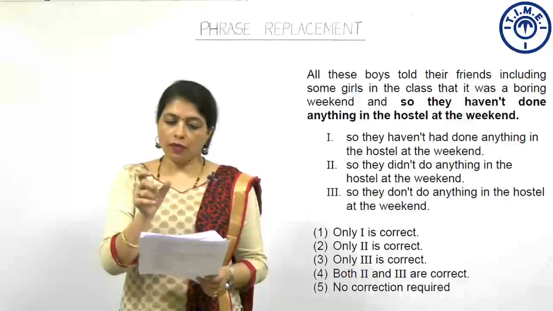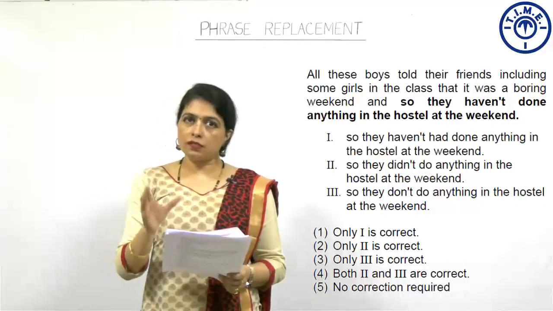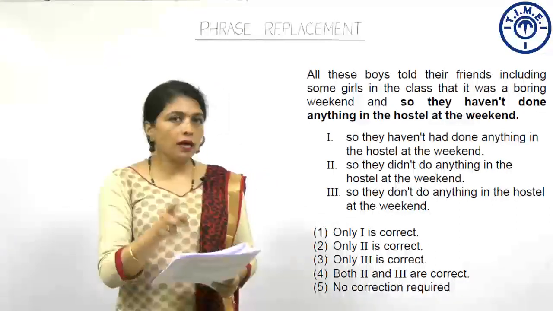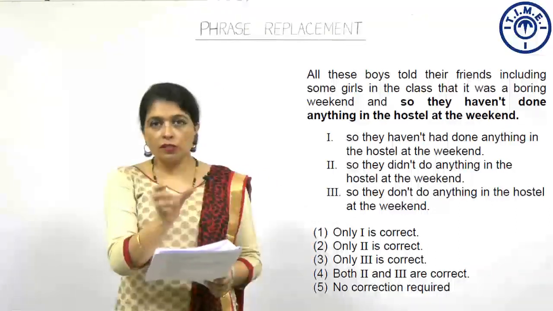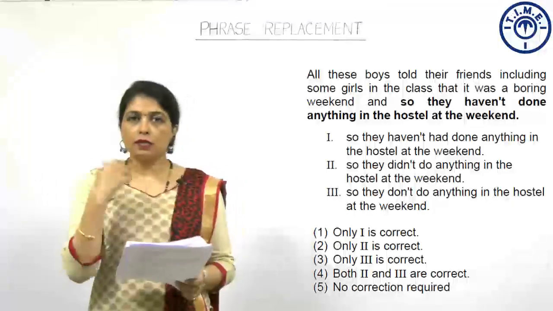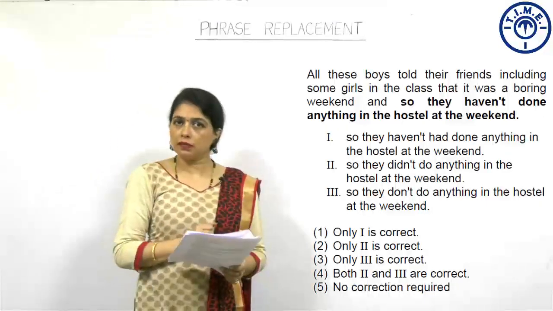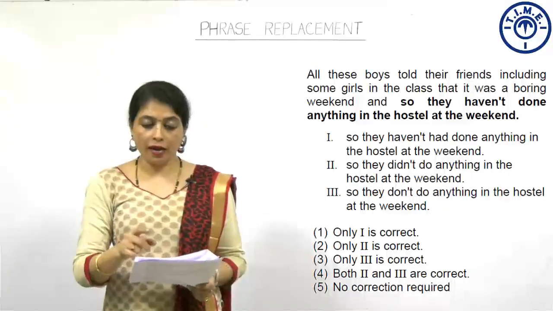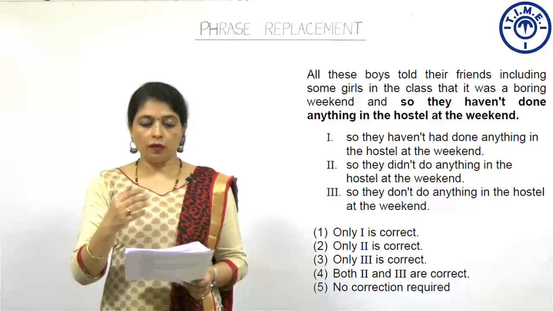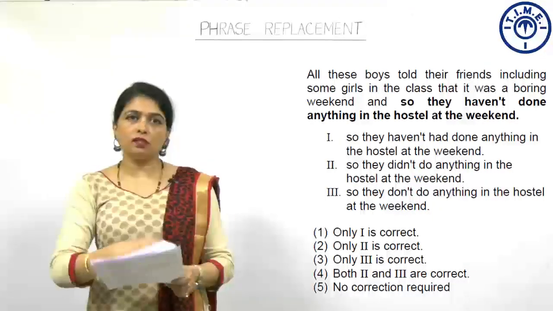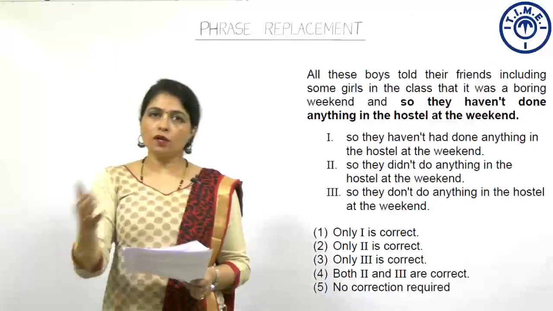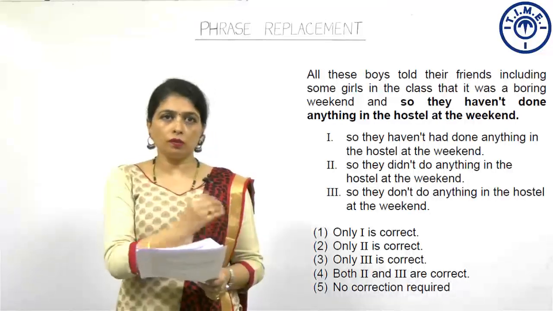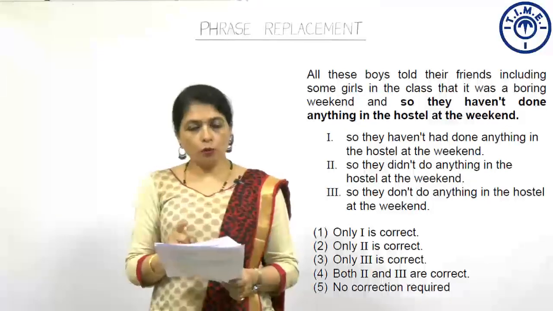So "it was a boring weekend" is a past tense clause, and keeping this in mind, we need to have that part as our correct answer, which completes the idea in the same tense and brings in grammatical consistency. Fine. So part 1 says, "so they haven't had done anything in the hostel at the weekend." Now "haven't had done anything" actually distorts the entire structure, because it is bringing in something which does not gel or does not fit in with the previous clause. So we cannot go with 1.